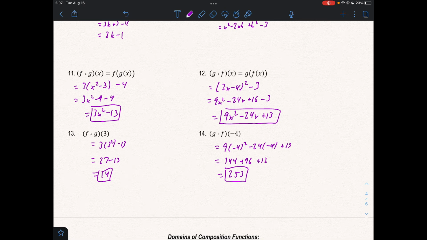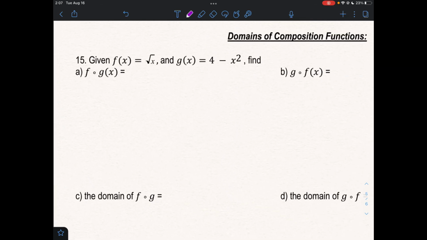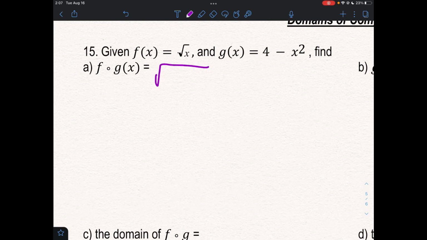Okay, the last thing we'll look at today is when you do these compositions, we're going to look at their domains. So some new functions here. f is root x and g is 4 minus x squared. First, let's find f of g. We're going to take g and put it in for f. That's going to be root of 4 minus x squared. And that's it. There's nothing you can do to simplify that.